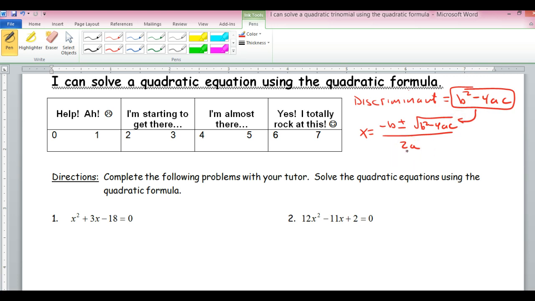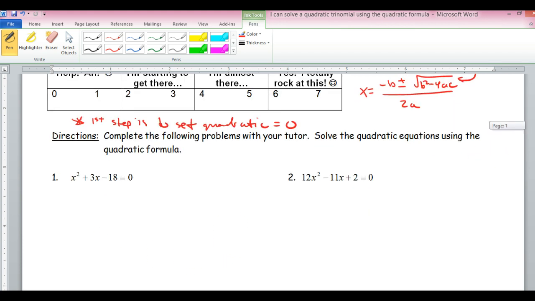Now, personally, I think it's better to evaluate the discriminant, determine how many answers you should have at the end, and then once you know, you can plug everything straight into the quadratic formula. You have to remember, the first step is to set the quadratic equal to 0. You should have everything on the left side of the equation and set it equal to 0. So let's take a look at a couple of examples here.